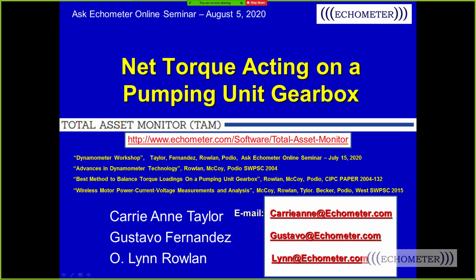So today's session is titled Net Torque Acting on a Pumping Unit Gearbox. And so with that, Lynn, I'll go ahead and turn it over to you.